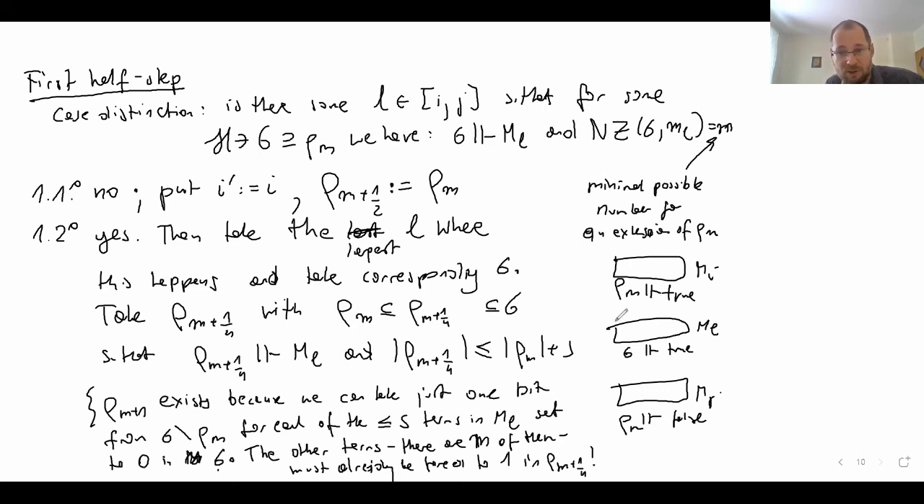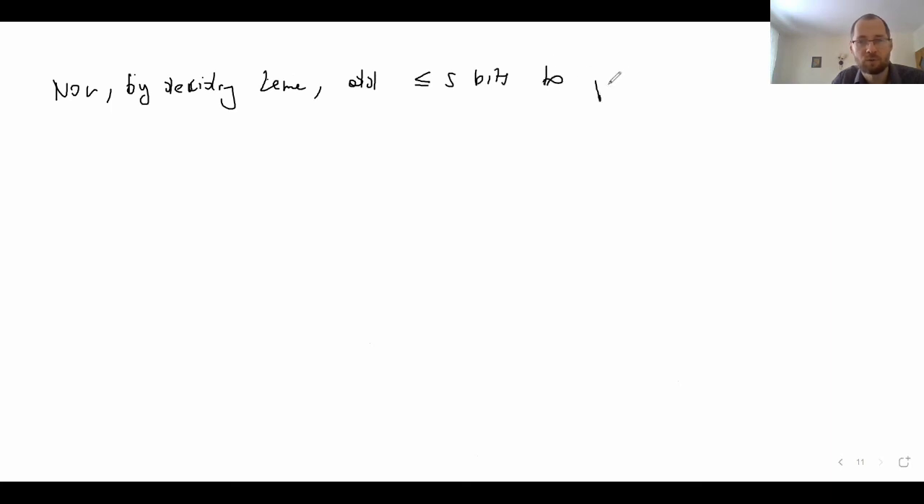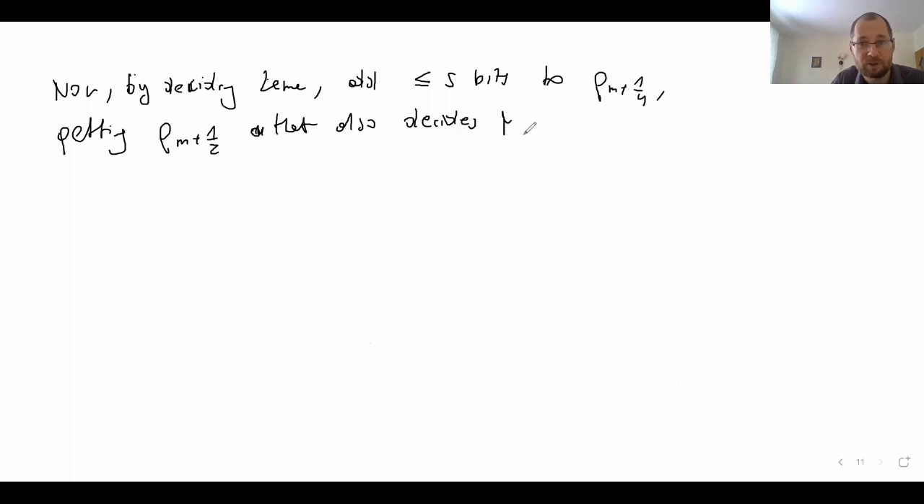It lets us, given an assignment extending row m to the true value we want, take a small sub-assignment that keeps the same true value. And that's more or less done. Okay, so now by the deciding lemma, we add at most s bits to row m plus a quarter, getting row m plus 1/2 that also decides the next configuration, ml plus 1.